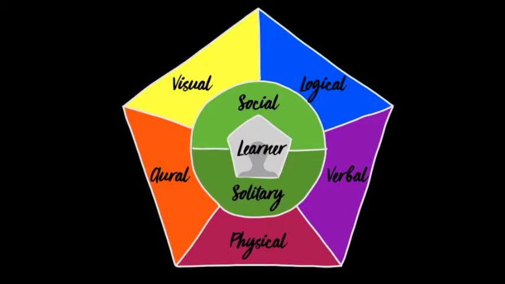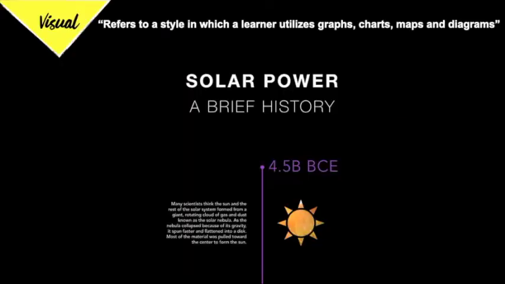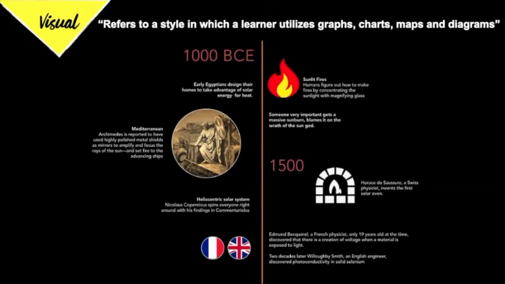Over the last couple of days, we have taken a look at the 7 learning styles. Let's take a quick recap on those. In visual learning, a learner utilizes graphs, charts, maps, and diagrams like this one.